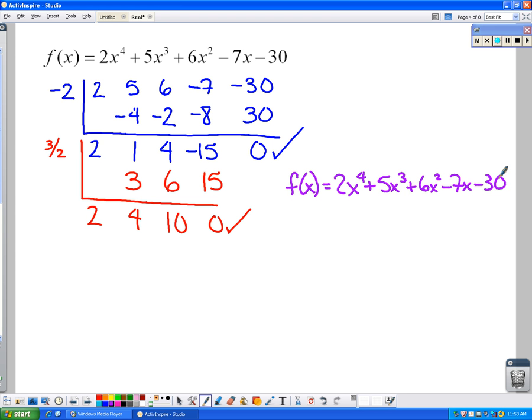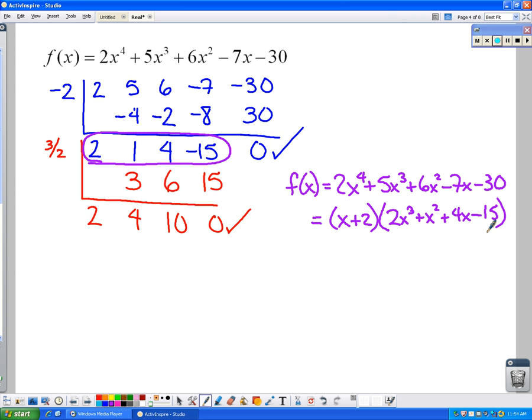Now, since we were dividing by -2 in terms of the synthetic approach, that means we have a factor of x plus 2. And the result of that division was over here. We're going to translate those numbers into a polynomial. We have 2x cubed plus x squared plus 4x minus 15. Now that 2x cubed plus x squared plus 4x minus 15, if you were to try to factor that by hand, it would be kind of tricky. Grouping isn't really going to work. But we have the key over here.